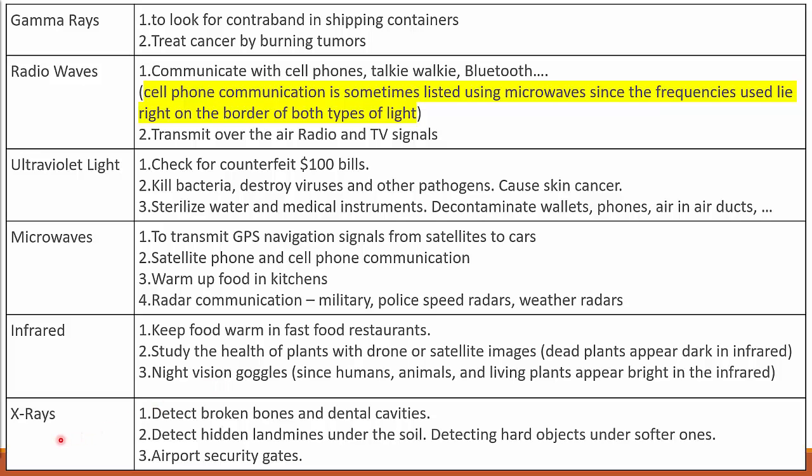Now, X-rays, we use them to detect broken bones and dental cavities. We use them to detect hidden landmines under the soil, detect hard objects in general and their soft matter, and we use them for airport security gates.